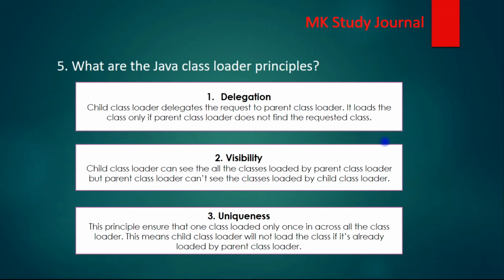And the third one is uniqueness. Uniqueness, as the name suggests, means a file will be loaded only once across all three class loaders: bootstrap, extension, and application class loader. If a Java class is loaded by one class loader, then the other two class loaders will not load that file. That's why this is the uniqueness principle, a file gets loaded only once. So these are the three principles: delegation, visibility, uniqueness. On these three principles the class loader works. So move on to the next question.